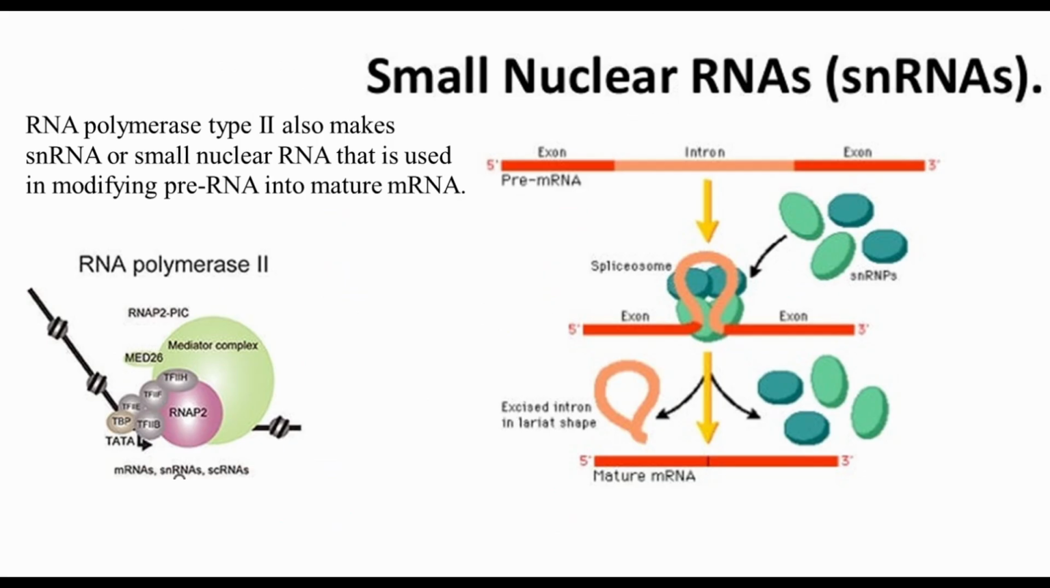Besides mRNA, the RNA polymerase type 2 also makes snRNA, or small nuclear RNA, that is used in modifying pre-RNA into mature mRNA. The snRNA is used in splicing the mRNA back together after it has been modified from pre-mRNA.